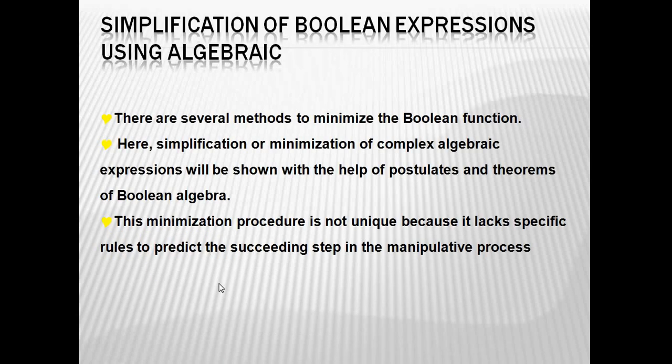In the simplification, first we are going to see using algebraic expressions, that is Boolean algebra. There are several methods to minimize a Boolean function. Simplification or minimization can be done using some theorems of Boolean algebra, and these minimization procedures are not unique because there are no specific rules to predict the next succeeding step in each process.